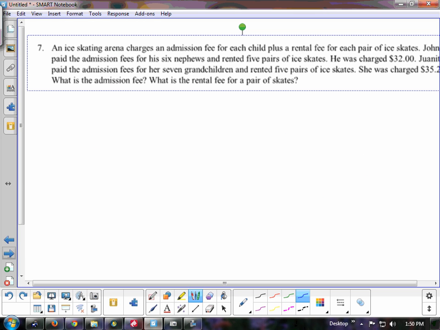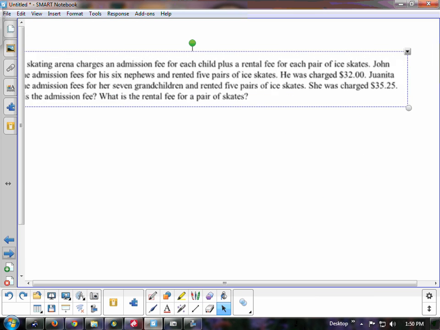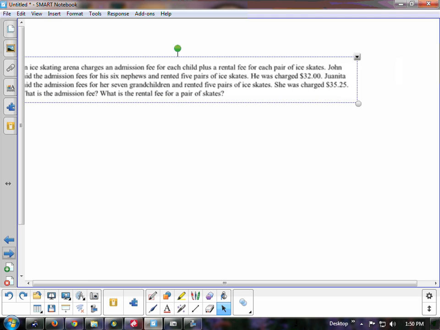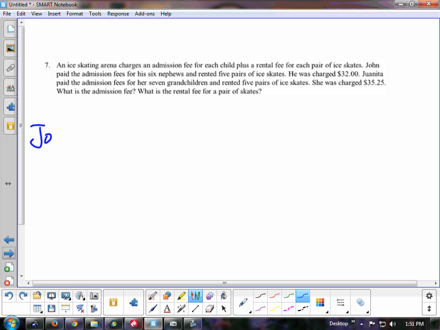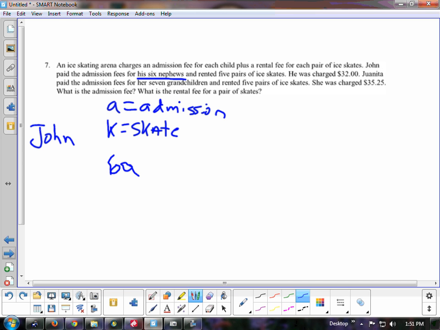Moving on to 7. This is like the one we did in class. I will go through it again just in case you did not follow along or I went too fast. We're going to an ice skating rink. There's admission and a skate rental fee. John paid for admission for so many kids, and he paid for skates for so many kids. Well, his fee for his 6 nephews, that's admission, so 6a, and 5 pairs of skates, plus 5s. That turned out to be $32.